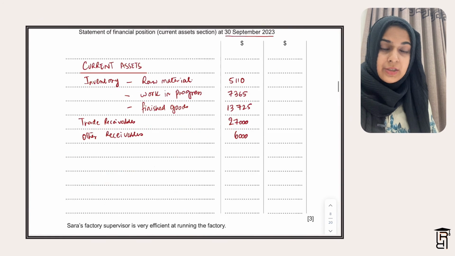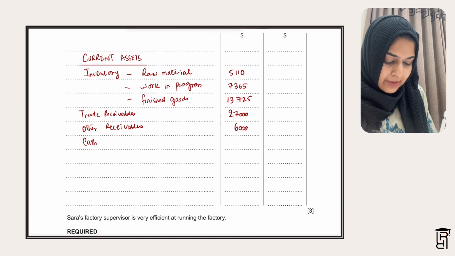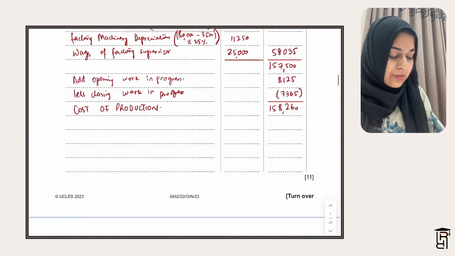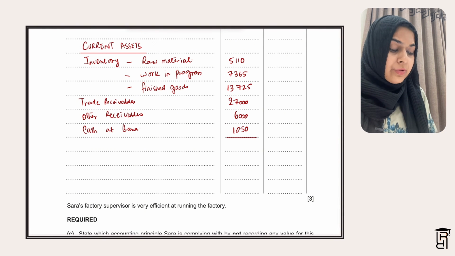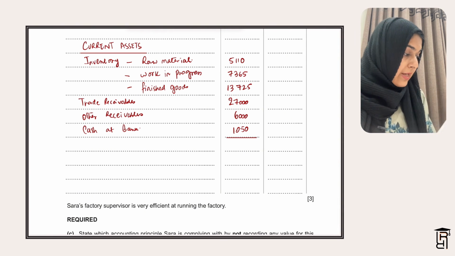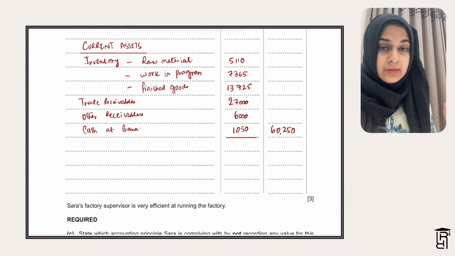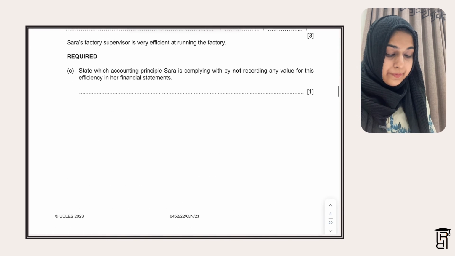So we just record 6,000 here as my other receivables. That is prepaid expense for insurance. Then we have cash at bank. Cash at bank, we'll directly pick from the question. Cash at bank here is 1050. So I directly record this 1050. Now I add all of these values. When I add all of these values, I get a value of 60250. This is my total current assets in this Sarah's business.